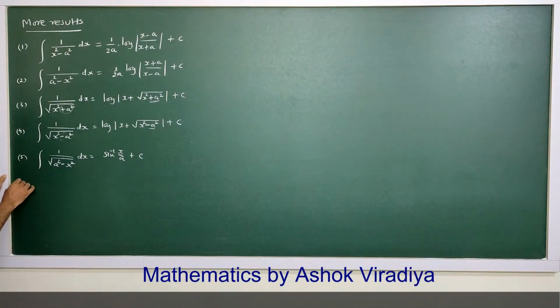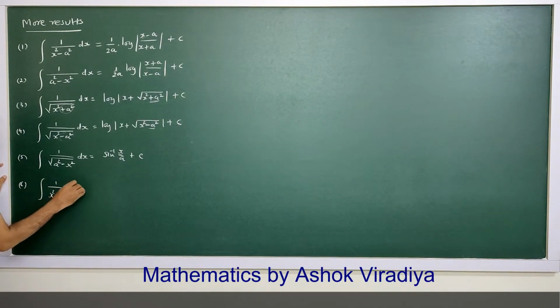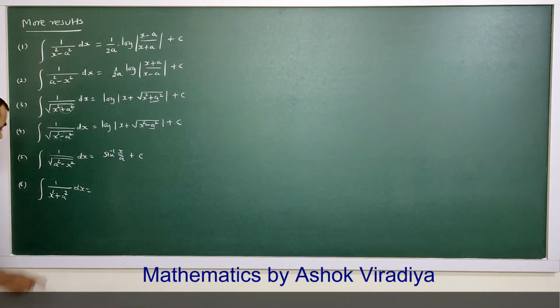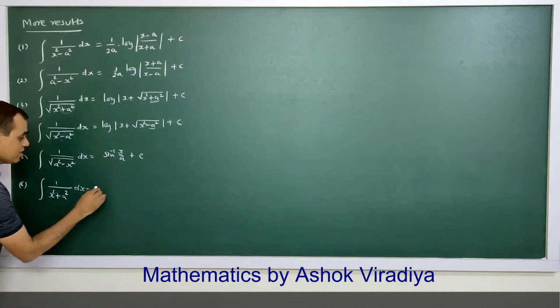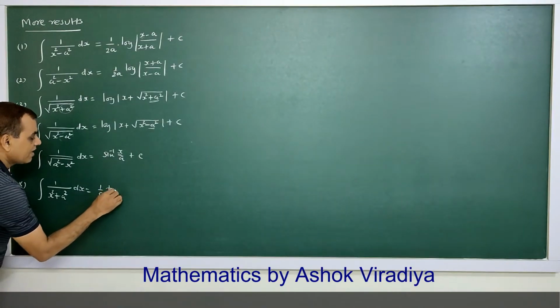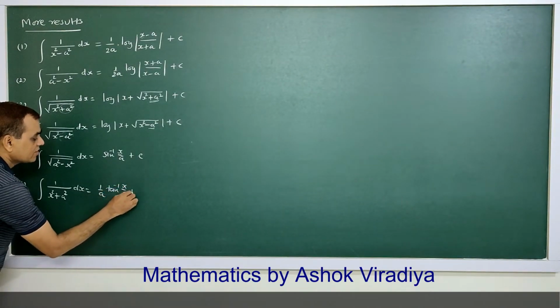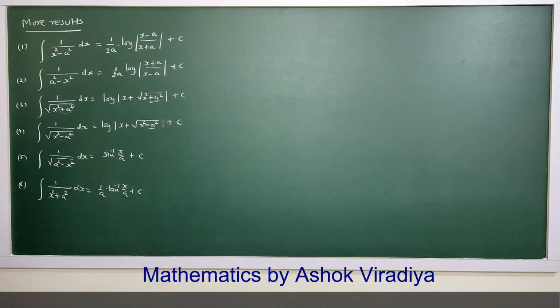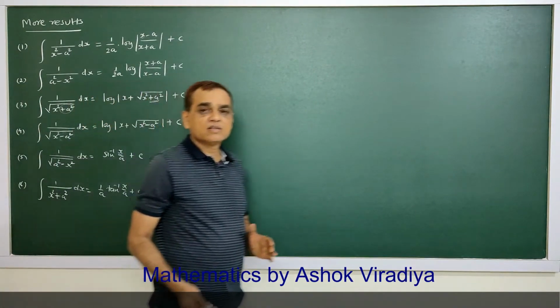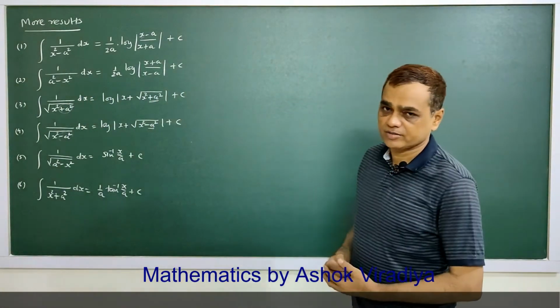Then integral of 1 upon x square plus a square. Previously we discussed one result. Integral of 1 upon x square plus 1 was tan inverse x plus c. Here plus a square, so 1 upon a tan inverse x upon a plus c. So now we are adding these results in application.